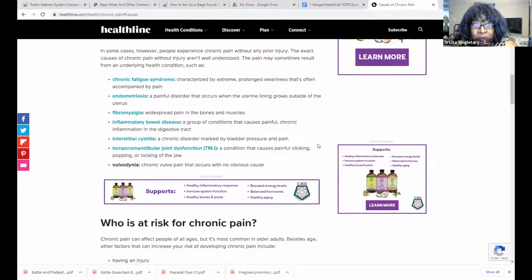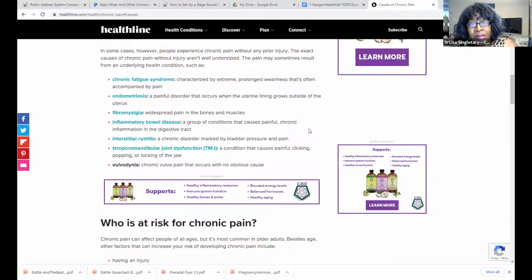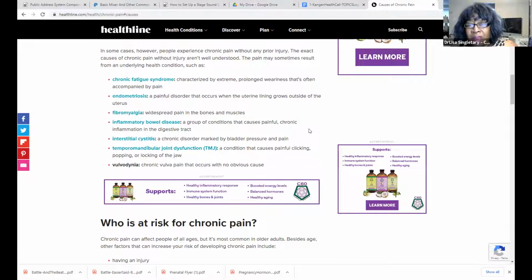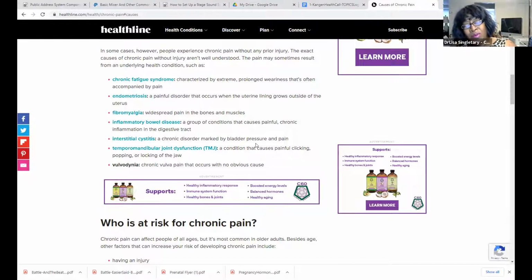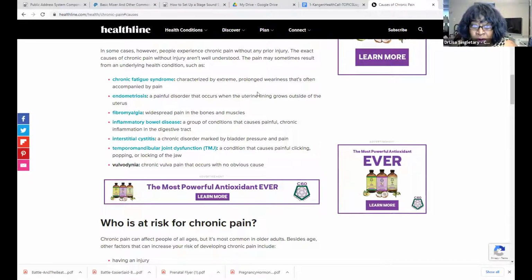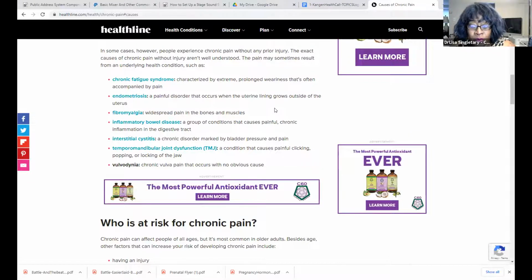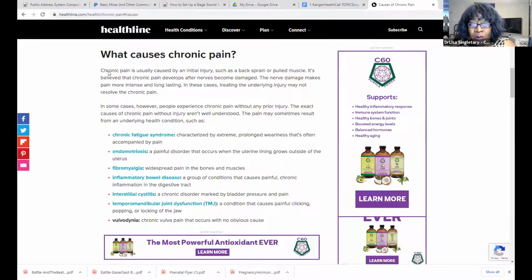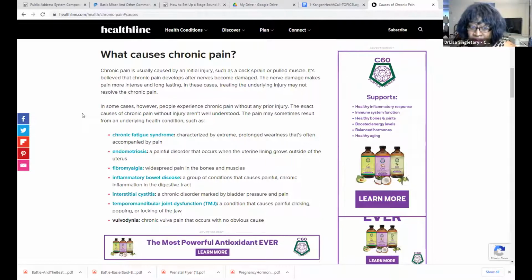The pain may sometimes result from an underlying health condition, such as chronic fatigue syndrome, endometriosis, fibromyalgia, inflammatory bowel disease, interstitial cystitis, temporomandibular joint dysfunction, vulvodynia. And this is where it's really apparent that we're working on a different paradigm, not only in this call, but in the arena of natural medicine or wellness, natural health. Because all of these words about what's causing chronic pain, particularly the truest words here, are that they don't understand the chronic pain that occurs without injury.